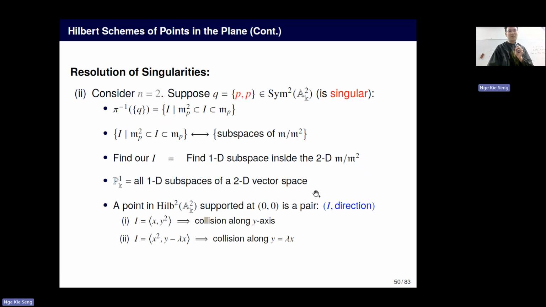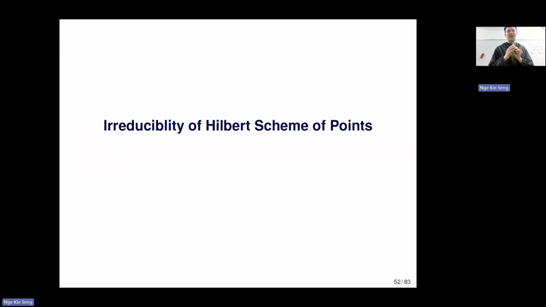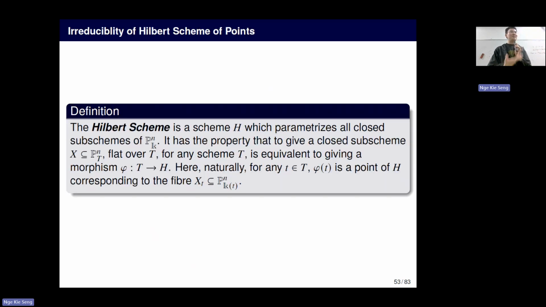My part is quite related to his part, and I'm continuing to talk about the irreducibility of the Hilbert scheme of points. First, I want to introduce this topic in a very tricky way. So, what is the Hilbert scheme? The precise definition in Hartshorne's book, I put it here. Hartshorne says that the Hilbert scheme is a scheme which parameterizes all closed subschemes of Pn, which I don't think you understand this sentence, and neither did I.